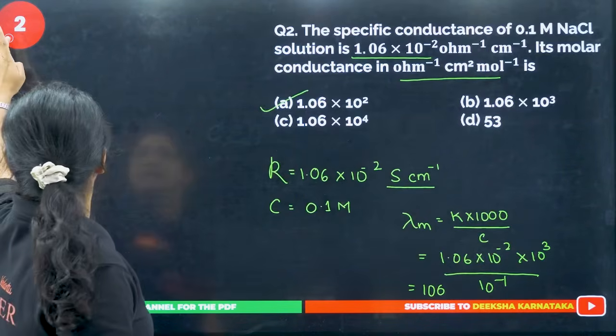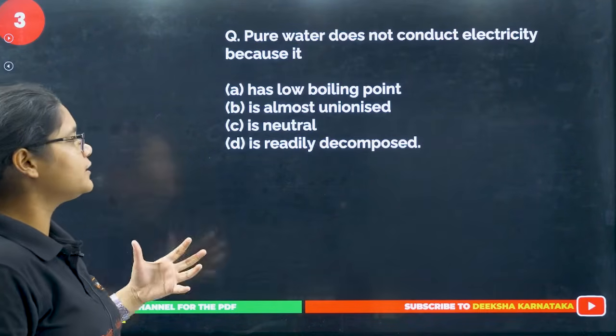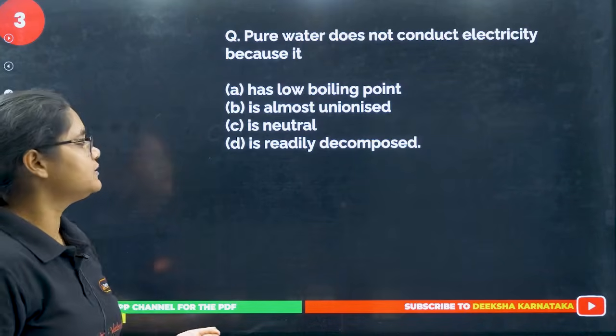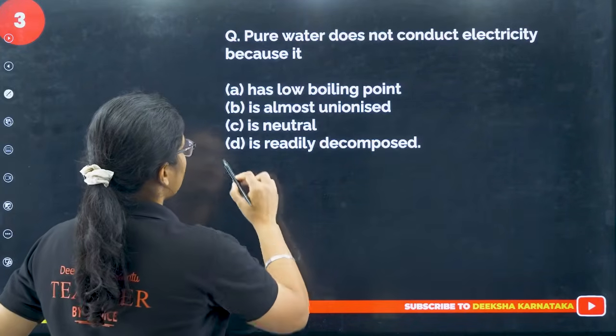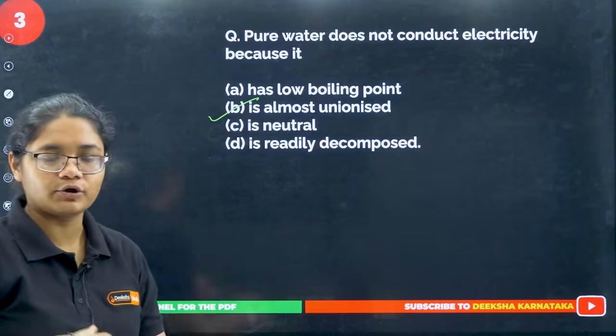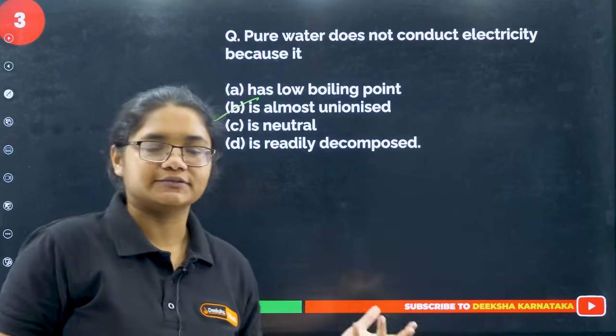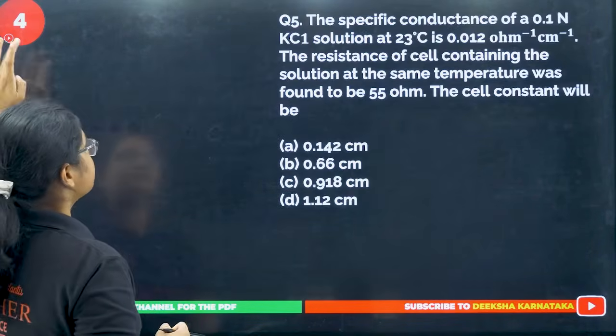Next, pure water does not conduct electricity because it is almost unionized. It does not have ions present, so that is why it does not conduct electricity.